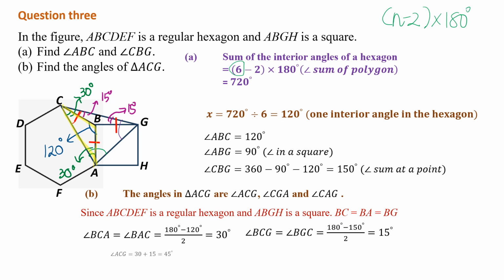So we're going to add those two angles together to get 45 for angle ACG. Right, so it's labeled quite nicely for you. The green one, that's 30, plus the purple one, 15. That gives you 45. All right. So how about the next angle? So CGA will be basically 15 plus 45.